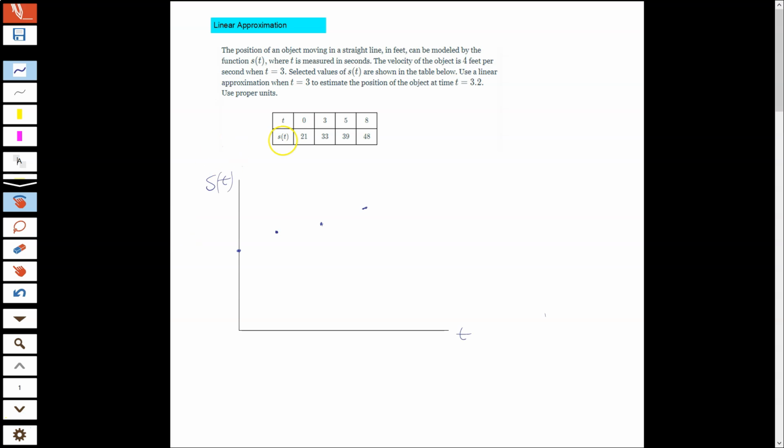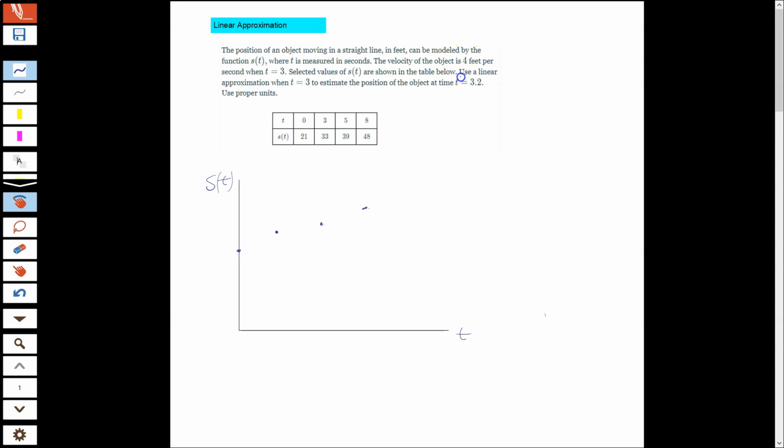Okay, so hopefully you've read it. What I've done now is I have sketched a graph of all the values in the table here. And this is just a rough sketch so we know what we're talking about. So this would be like t equals 0, t equals 3, t equals 5, and t equals 8. And we know from the text that this is the position of an object moving in a straight line.